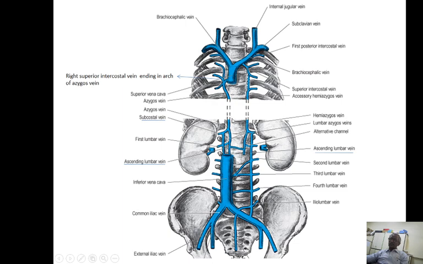After entering the thorax, they pass in front of the lower 8 thoracic vertebrae till they reach the 4th thoracic vertebra, where it curves forward over the root of the right lung. Now this is the superior intercostal vein ending in the arch of the azygos vein. The right superior intercostal vein is formed of the 2nd, 3rd and 4th right intercostal veins.